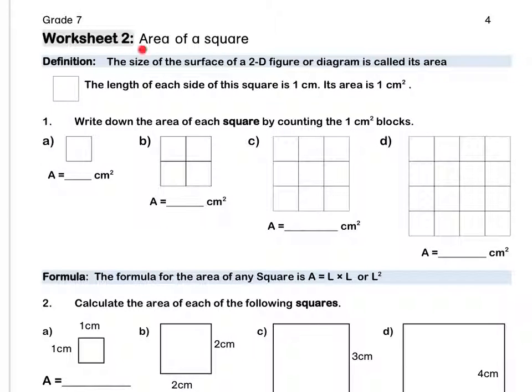Worksheet 2, the area of a square. The size of the surface of a 2D figure or diagram is called its area. In this block, the length of each side of this square is 1 centimeter. Its area is therefore 1 centimeter squared. We use the exponent 2 at the top there to show area, 1 centimeter squared.